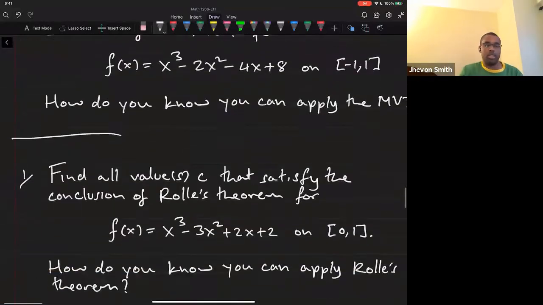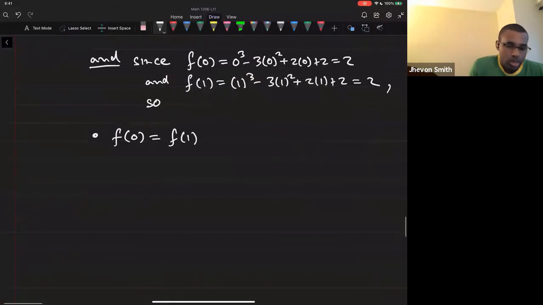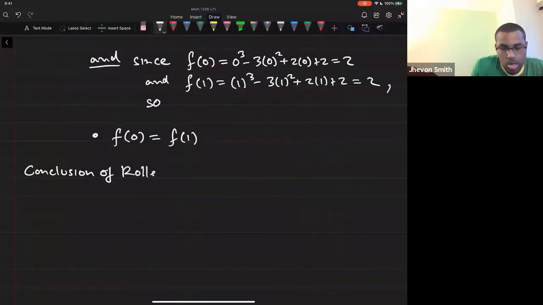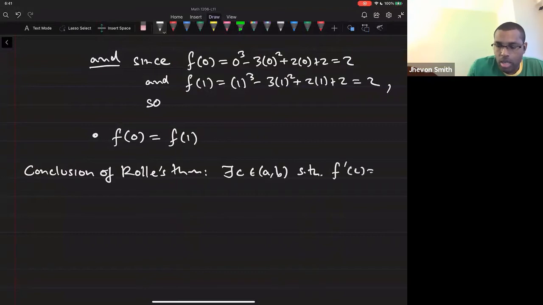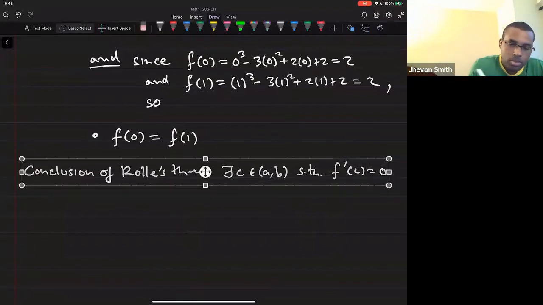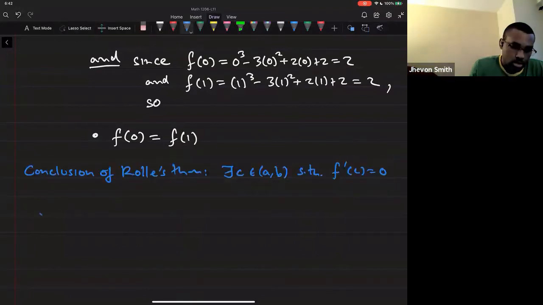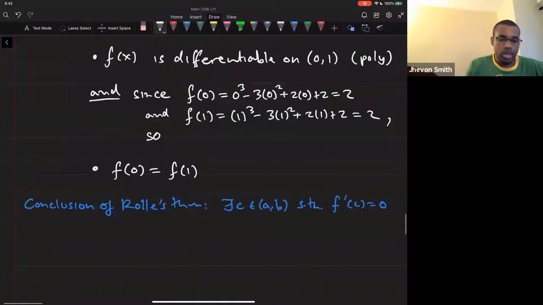Okay, so that's the first thing. So we know we can apply Rolle's theorem. So now the conclusion says there exists a c in a, b such that f prime of c equals 0, right? So that's what we have to show. Okay. That's the conclusion. So let's actually show that that's true.